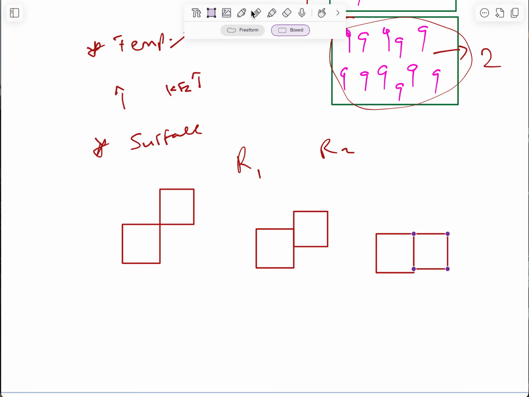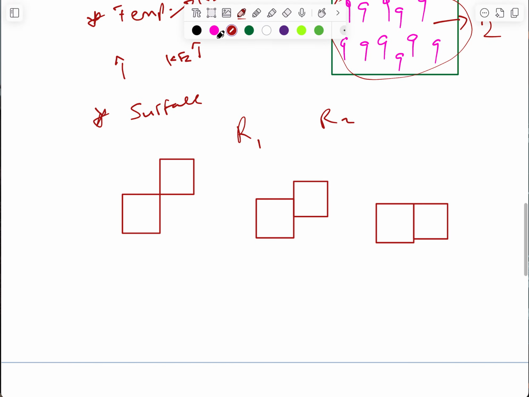So I want to ask you a question now. Between A, B, and C, which one do you think more collision will happen between the reactants? By the way, let me label them. This is reactant 1, reactant 2, reactant 1, reactant 2, reactant 1, reactant 2.